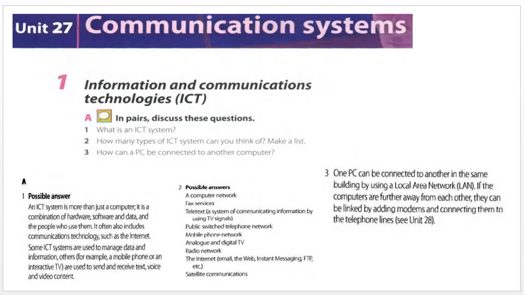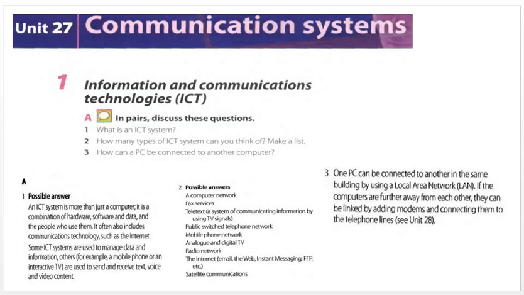The second question, how many types of ICT system can you think of? Make a list. A computer network, fax service, teletext, a system of communicating information by using TV signals, public switched telephone network, mobile phone network, analog and digital TV, radio network, the internet, email and web, instant messaging, FTP, etc., satellite communication.